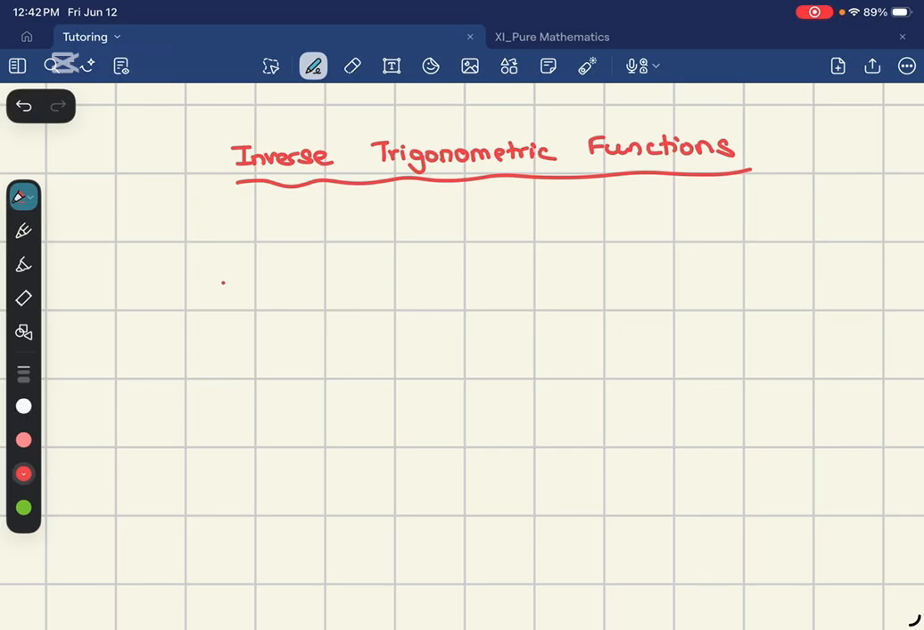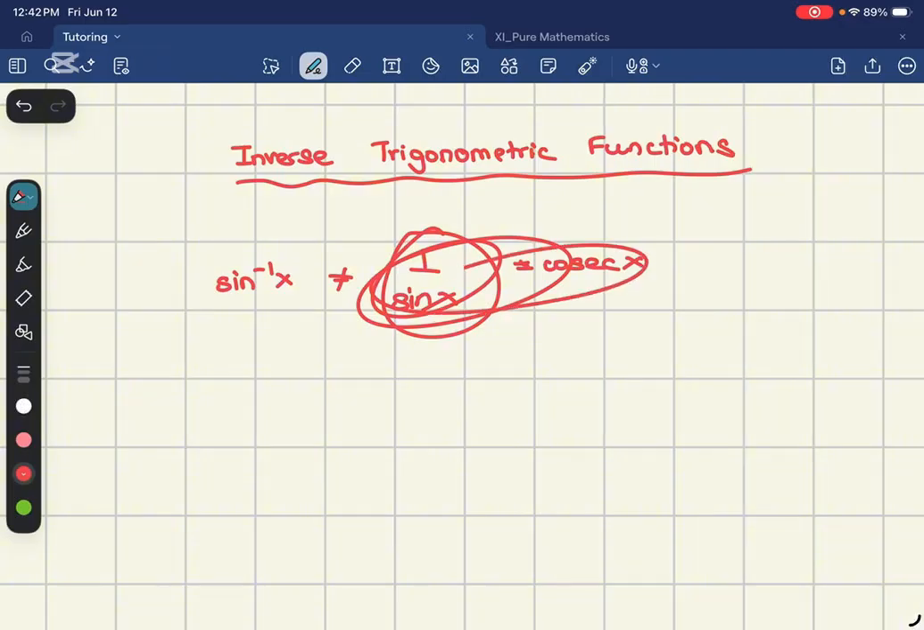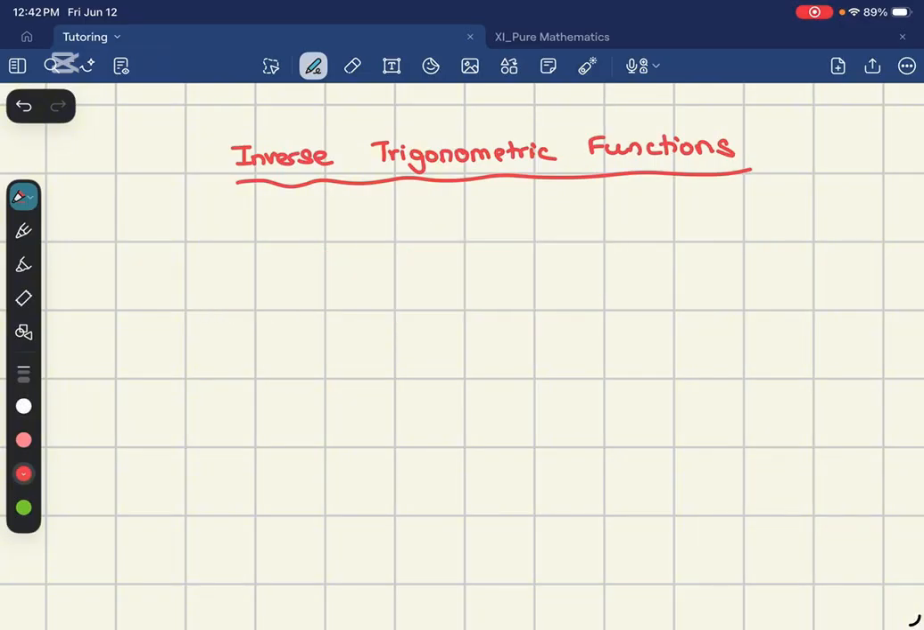So when we say sine inverse of x, this does not mean 1 over sine x, right? That is a very important point. So in trigonometry, when we say inverse, we do not mean 1 over sine of x, because 1 over sine of x is a different function. This is cosecant x, right? So it's a different function. So that is one thing you need to know.